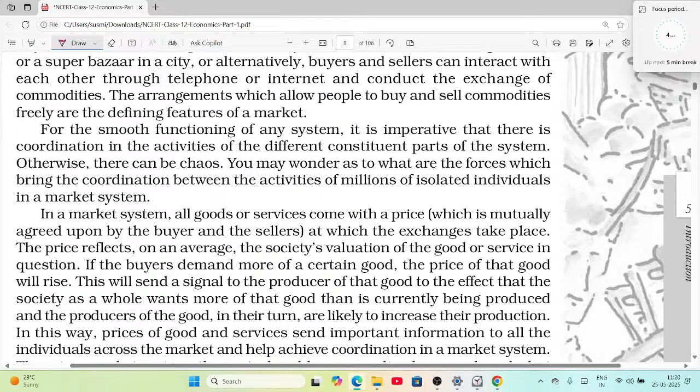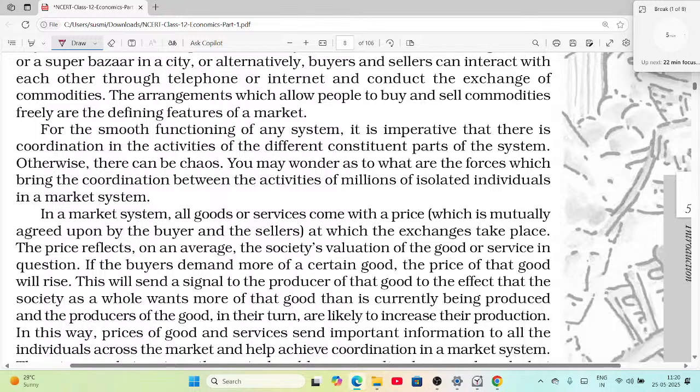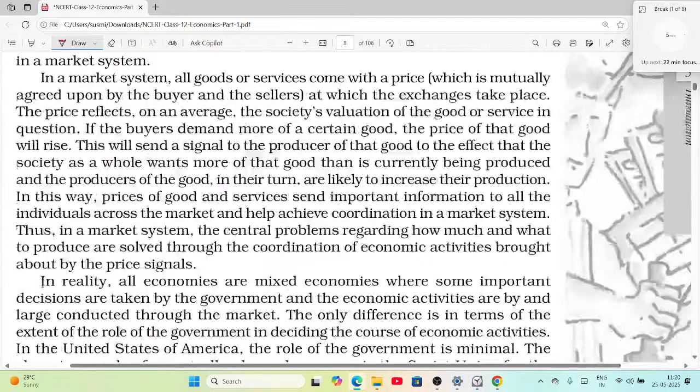You may wonder what the forces are which bring coordination between the activities of millions of isolated individuals in a market system.